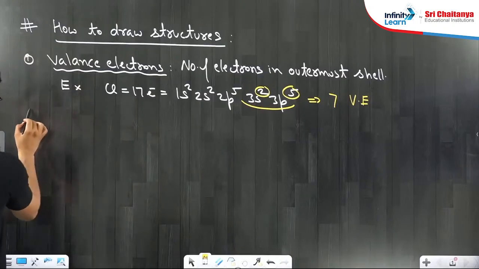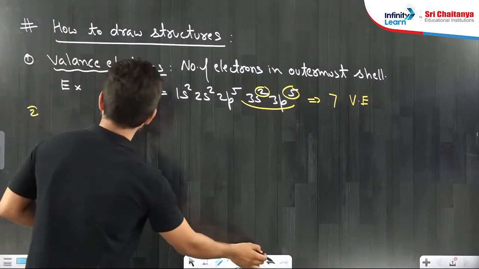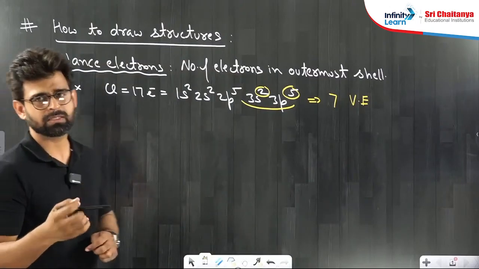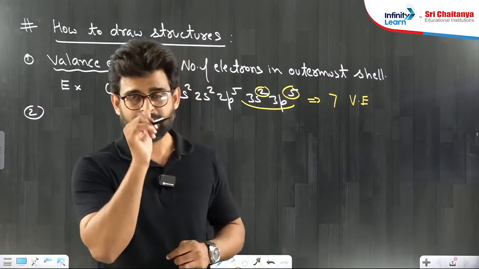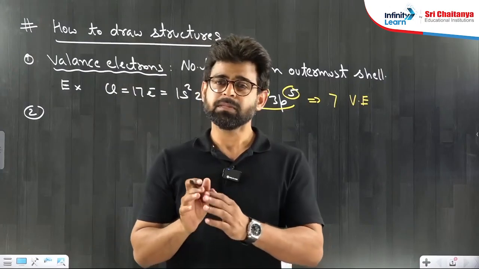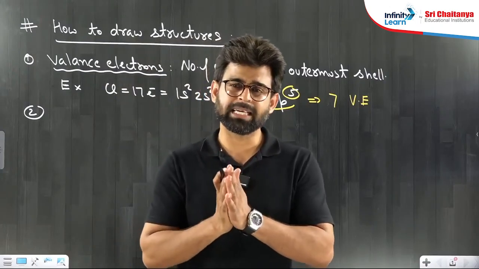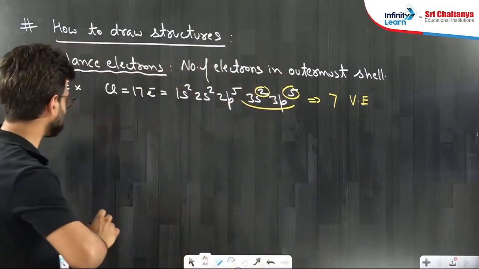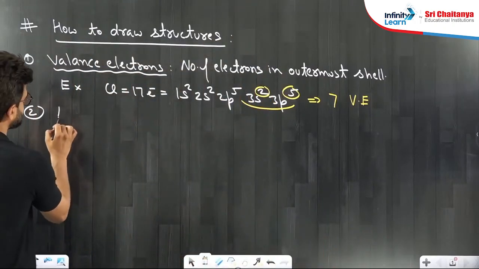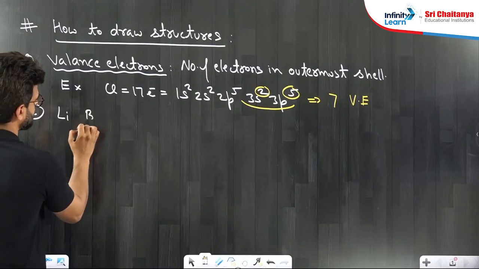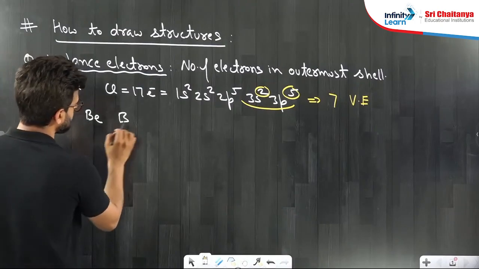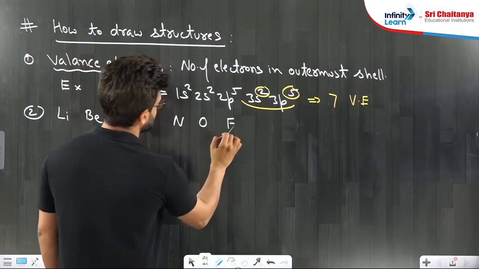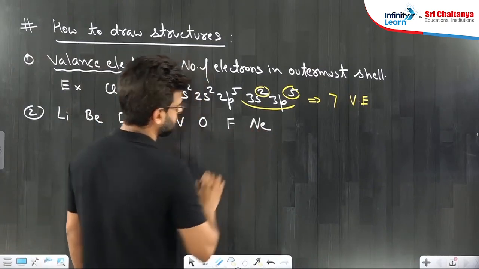Now, the next thing. I will use 3 main points only to draw the structures. The second point is, you know, the second period starts from lithium. If I write the second period, this is lithium, then beryllium, then boron, and carbon, nitrogen, oxygen, fluorine and neon.